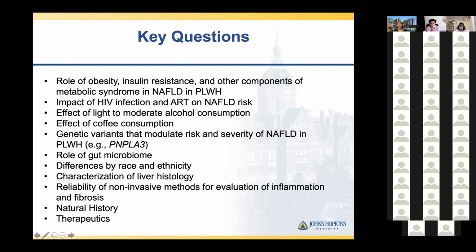And then finally, looking at the natural history. There is some evidence that there may be more fibrosis progression in this population, and then therapeutics as well. For the therapeutic trials, I'll briefly mention some of the NASH clinical trials that are ongoing, but people with HIV have essentially been excluded from all the phase 3 trials. So it's important to have randomized trials including this patient population in the future.